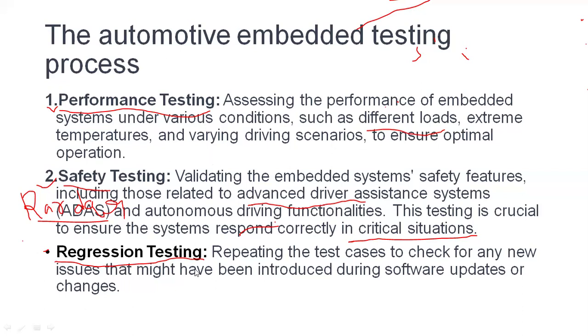Regression testing. What testing have you involved previously? If you raised bugs and everything has been resolved, and you need to release the new update, the new software, at that period of time we need to do this testing. That is called regression testing. Repeating the test cases to check for any new issues that might have been introduced during software updates or changes. At that period of time we are doing regression testing.